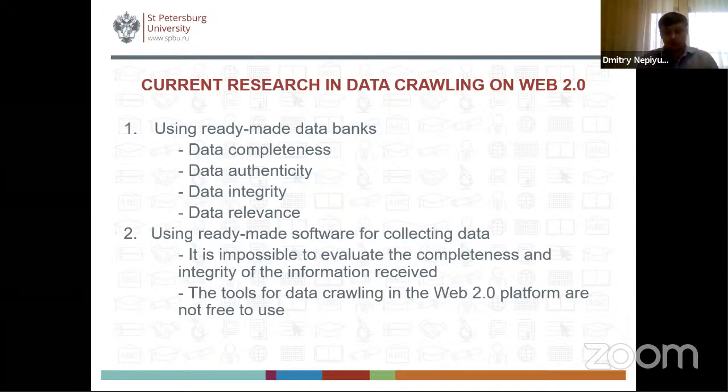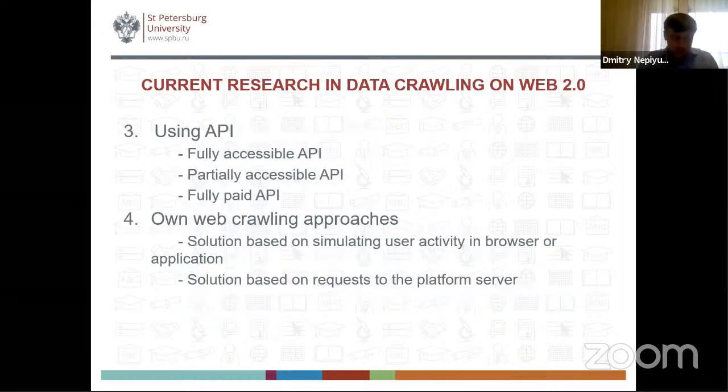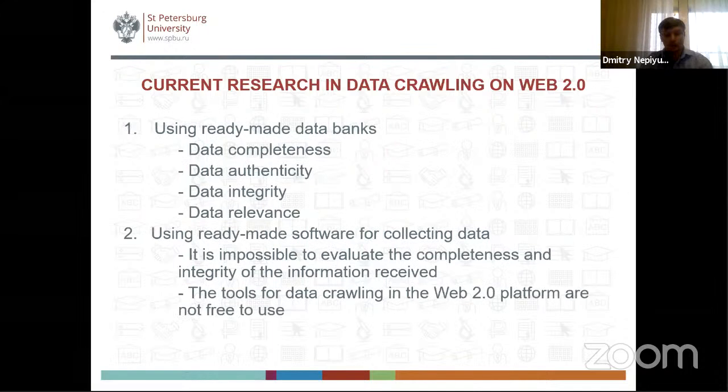Current research in data crawling on Web 2.0 has several approaches for data crawling from Web 2.0 class platforms: using ready-made databanks, using ready-made software, data crawling based on API, and own web crawling approaches. Let's look at each type in more detail. When using an approach based on ready-made databanks, we can face a number of problems: data completeness, data authenticity, data integrity, and data relevance. And very important, the databank resources are not free to use.